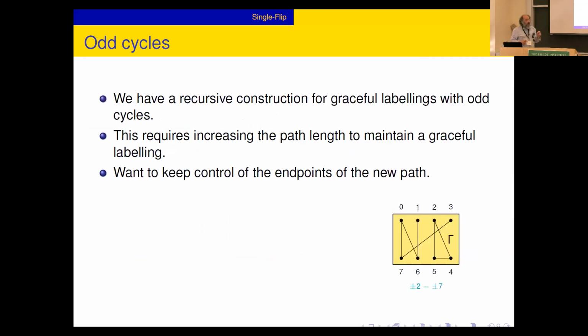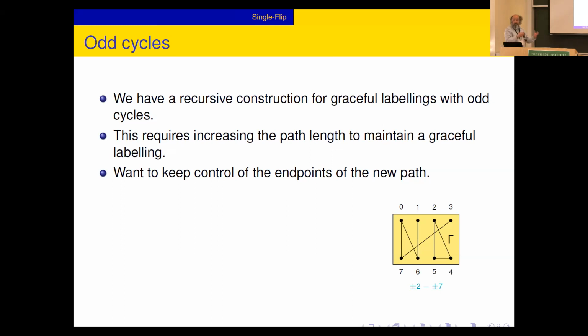Okay, so how do I deal with the odd cycles? Well, it's really a similar idea, but I can't do alpha labelings, right? Because odd paths, you can't alpha label odd things. So we start with a zillion graph, which I'll call gamma. And in this example, it covers all the differences plus or minus 2 to 7.